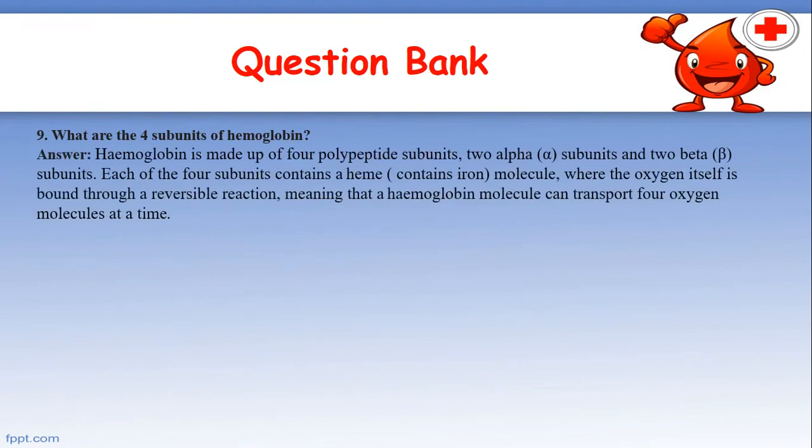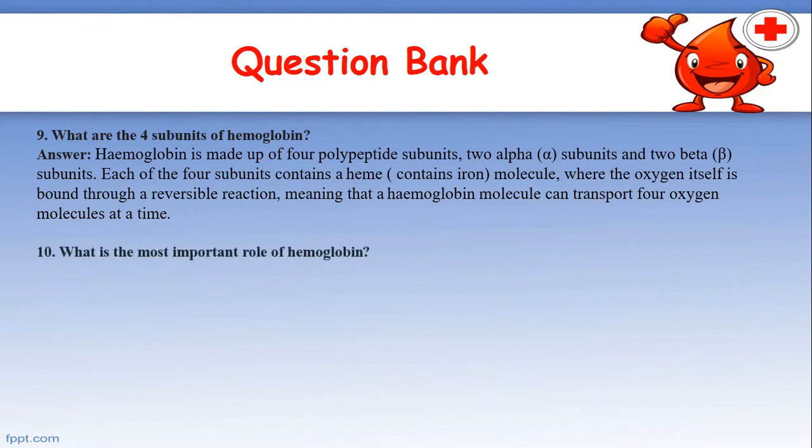The answer is, hemoglobin is made up of four polypeptide subunits. They contain two alpha and two beta subunits. Each of the four subunits contains a heme, which means an iron molecule, where the oxygen is bound through a reversible reaction, meaning that a hemoglobin molecule can transport four oxygen molecules at a time.